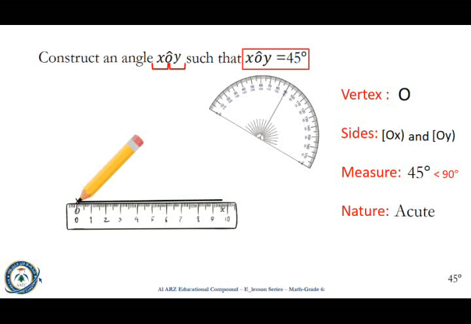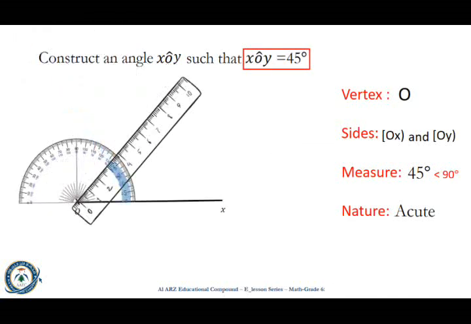Now use your protractor to measure 45 degrees. Fix the center of the protractor on the vertex, rotate it, and line one of the zeros with the side OX. For example, here I chose the zero to the right, and we will work on the inside scale of the protractor to measure 45 degrees. So the measure is 45 degrees. I count on the inside scale 45 degrees.